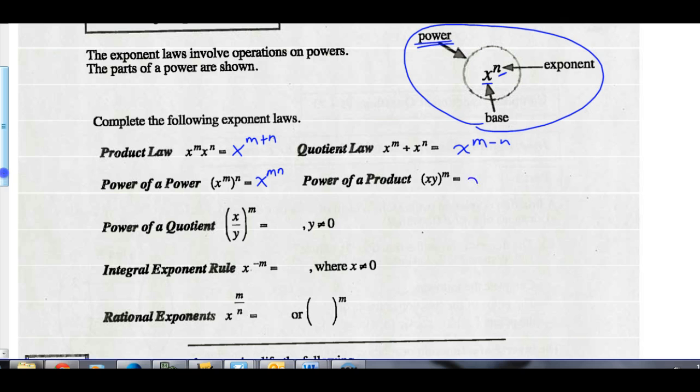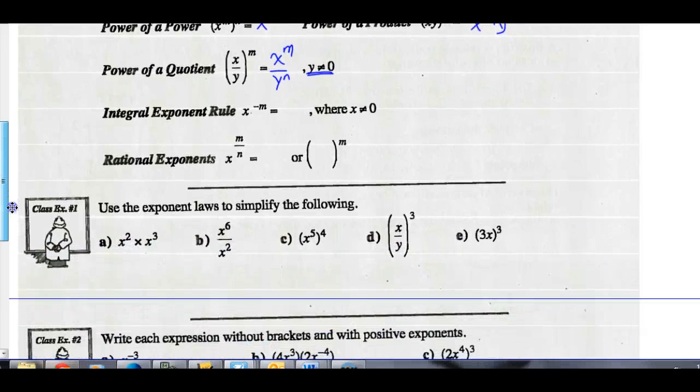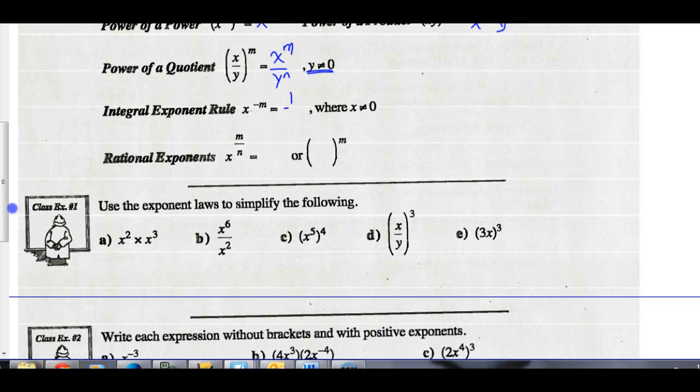Power of a product means everything inside the bracket gets the exponent m. And same thing with a power of a quotient. Everything inside that bracket gets that exponent. Note the restriction: we can never have a denominator of 0 because we cannot divide by 0. Our integral exponent rule says x to the negative m is the same as 1 over x to the positive m. And again, we can't have a denominator of 0. Division by 0 is undefined.